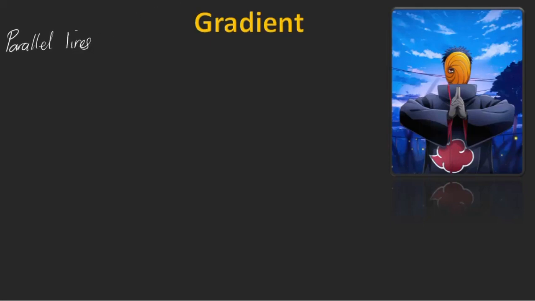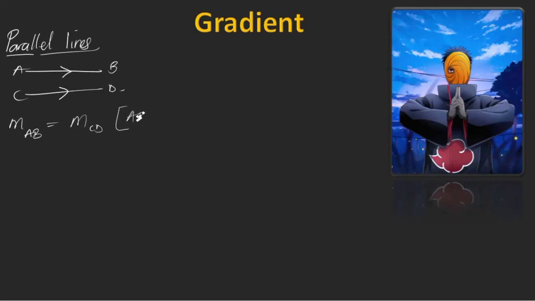So when you talk about parallel lines, let's say we have a line here and a line there. Let's call this line AB and this line CD. The concept here says, if AB is parallel to CD, therefore the gradient of AB will be equal to the gradient of CD. Why? Because AB is parallel to CD. As easy as that, right? That's how we do things.